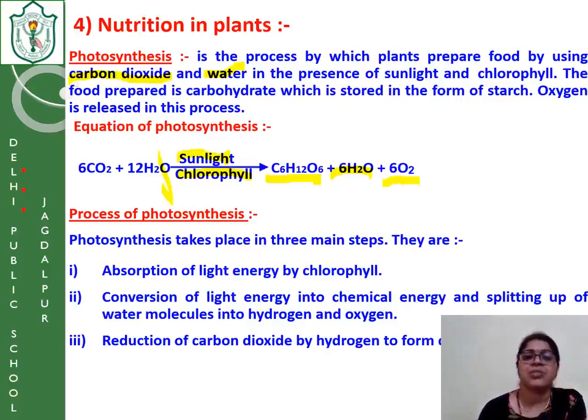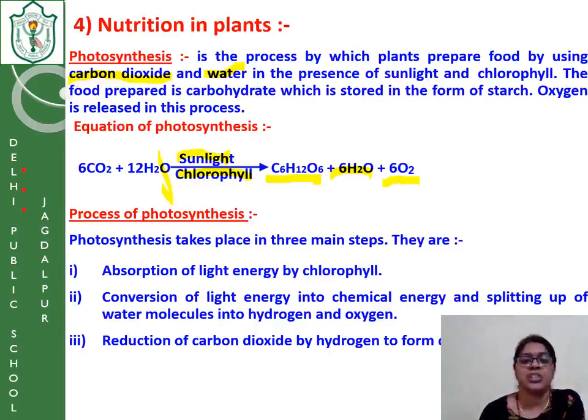So the first step is absorption of light energy by the chlorophyll. Second, conversion of light energy into chemical energy and the splitting up of the water molecules into hydrogen and oxygen. The third step is reduction of carbon dioxide to form carbohydrates. Reduction means addition of hydrogen. When carbon dioxide is joined by the hydrogen, it leads to the formation of carbohydrates. That is the food already formed.